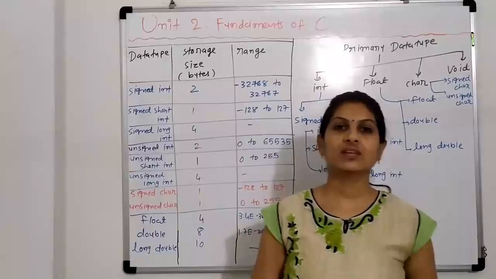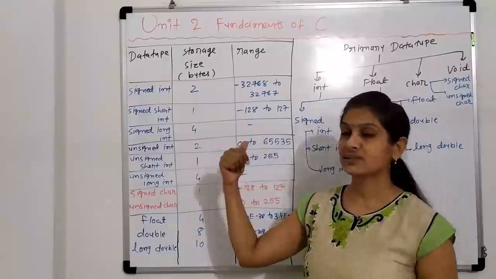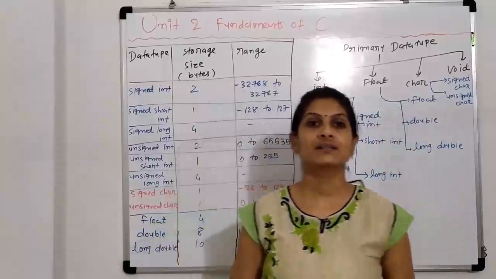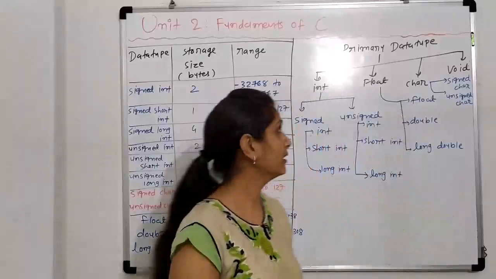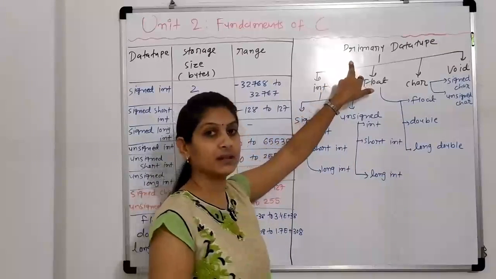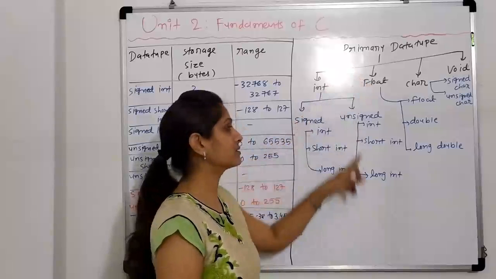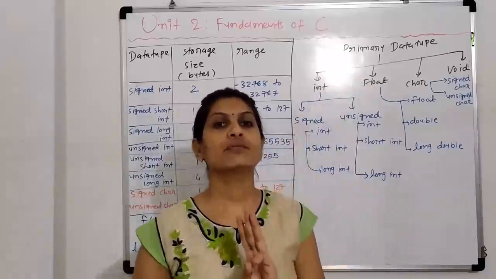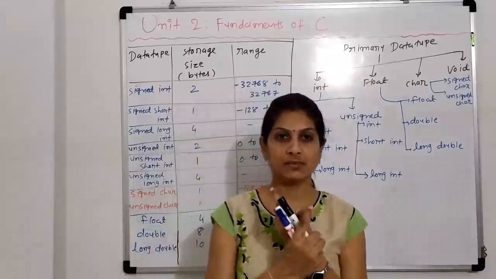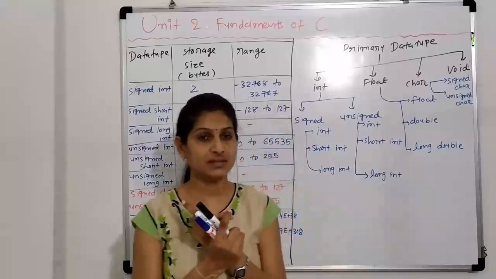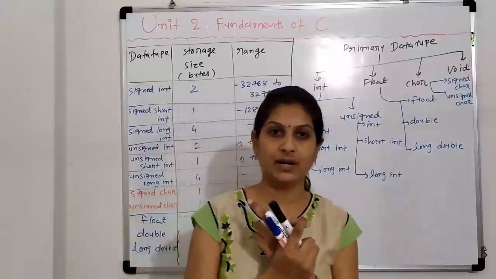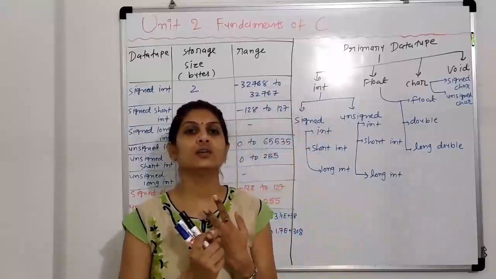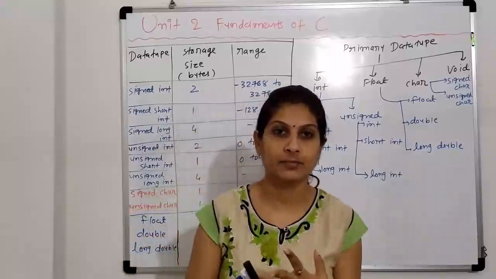We are starting with Unit 2. In the previous lecture, we discussed the different data types, and let me recall that again. There are three different data types. First is primary, or we can say basic or fundamental data type. Second is derived data type, and third is user defined data type.